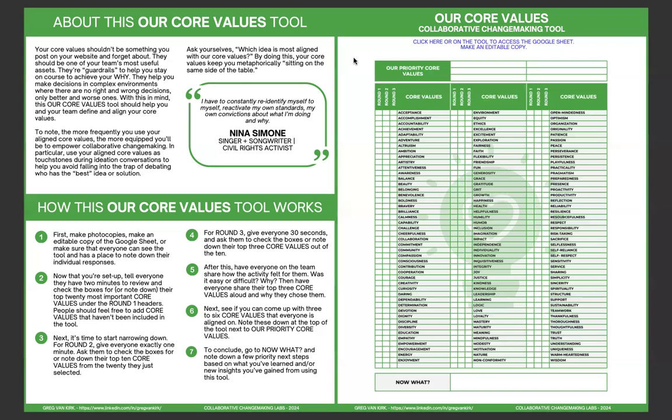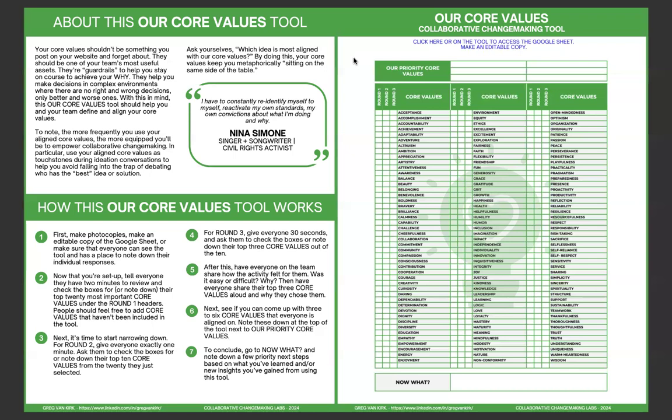Again, you could give more or less time. Ask them to check the boxes or note down their top 10 core values from the 20 they just selected. All right, so picking out of the 20, we're picking 10. Number 4. For round 3, give everyone 30 seconds and ask them to check the boxes or note down their top 3 core values out of the 10. You could have people do 2, you could have people do 1 if you want to.